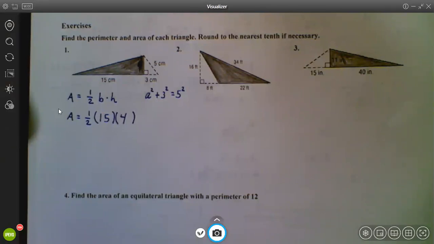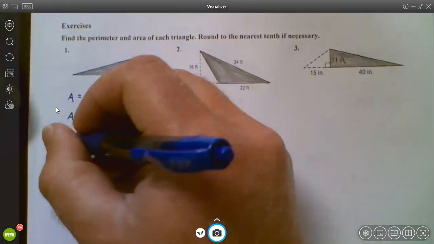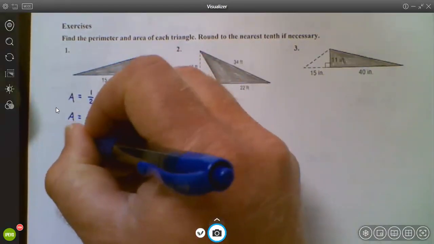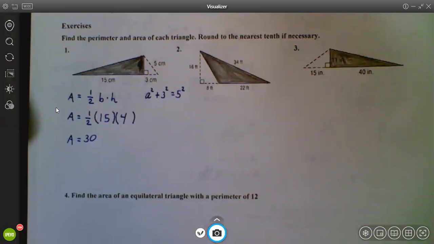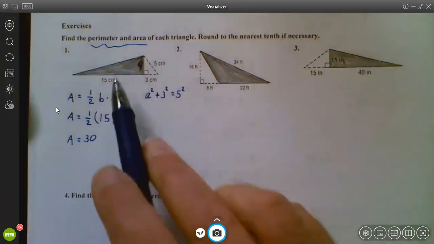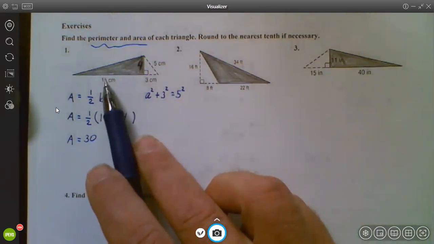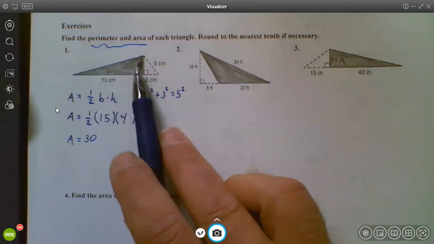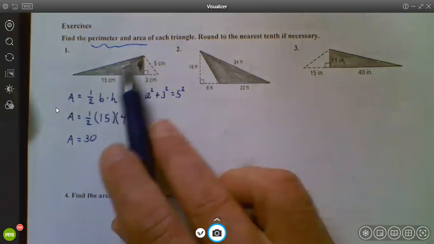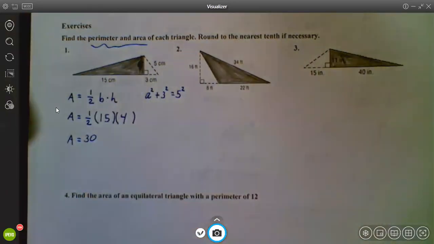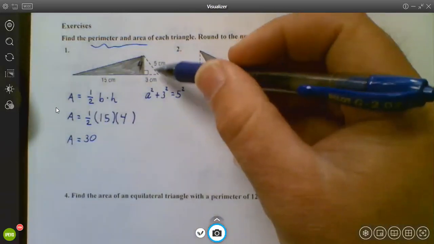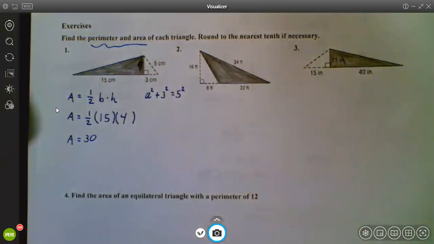All right, guys, so let's finish this one off. So if we calculate that, we get an area of 30. If we were asked to find a perimeter, guys, again, keep in mind, as far as the perimeter goes, it's the 15, it's the 4, and it's whatever this is, right? So keep that in mind. We're not looking at these numbers as part of our perimeter. It's the perimeter of the gray shaded triangle, okay?